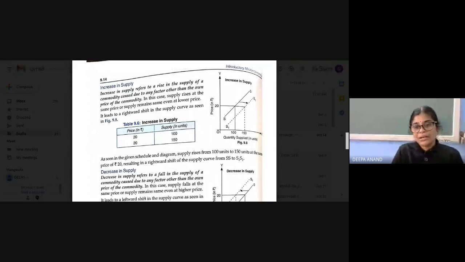So example में अगर तुमने इधर 25 लिखा, that shows you don't have the basic knowledge. What is increase in supply? Here the price remains constant.